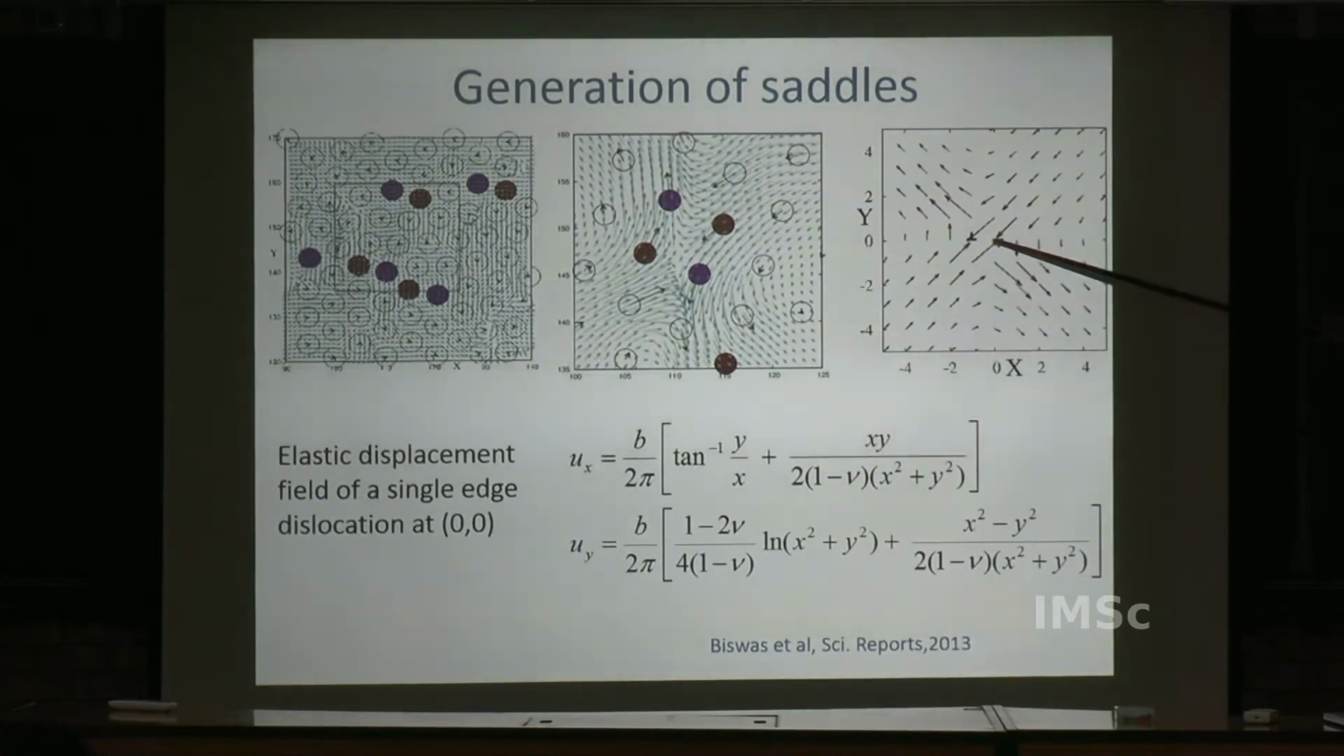Now what we found is that if you superimpose two such defects in this fashion, then you will generate this field. So the emergence of this particular defect structure, this saddle type of displacement pattern, can be understood within polycrystal language as two defects of opposite type coming in a particular fashion and annihilating.